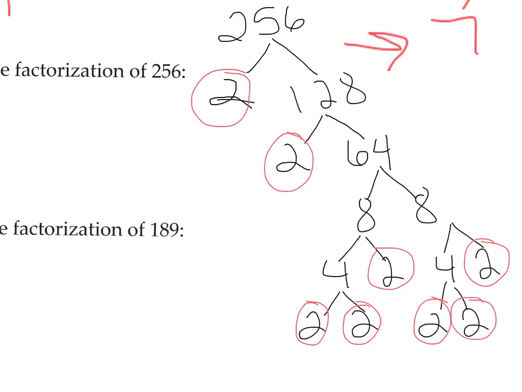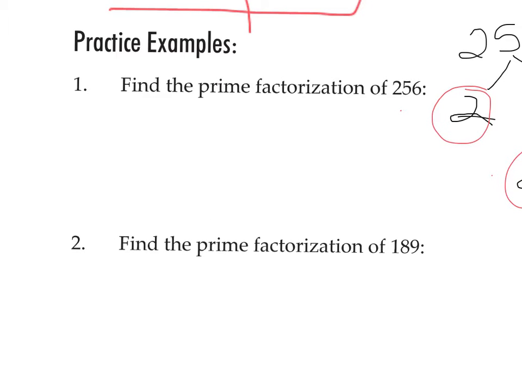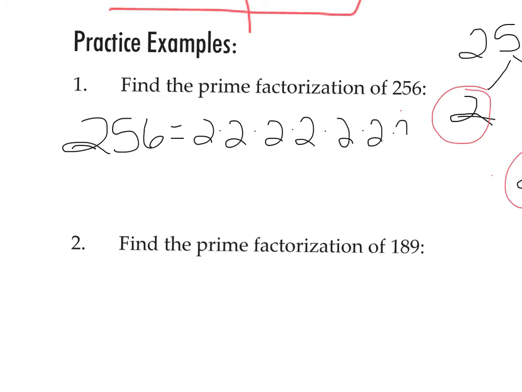We have a lot of 2's here. So when we get ready to write 256, I have 1, 2, 3, 4, 5, 6, 7, 8 2's. So I can write that as 256 equals 2 to the 8th power. If you don't remember the exponents, it's fine. We're going to go over exponents here in a little bit. So let's do it again.